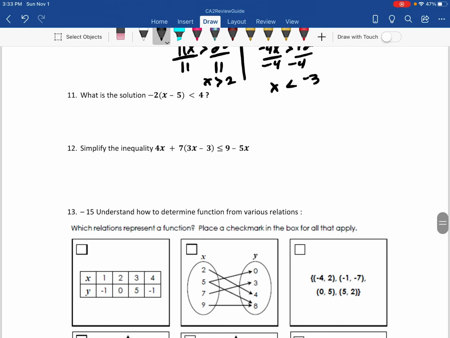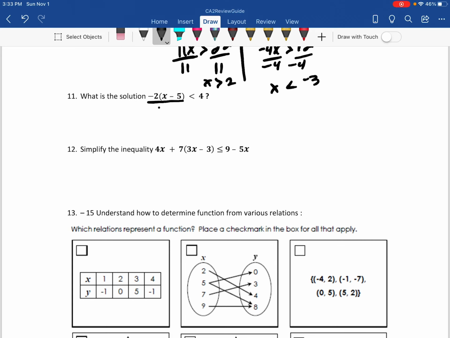Number 11, we just have a normal inequality. We just need to make sure that we are dividing or distributing. 4 is divisible by negative 2, so I could go ahead and divide by negative 2 right now. So that gives me x minus 5 greater than negative 2. Move the 5 over, so add 5 to both sides. That gives me x is greater than positive 5 minus 2, which is positive 3.